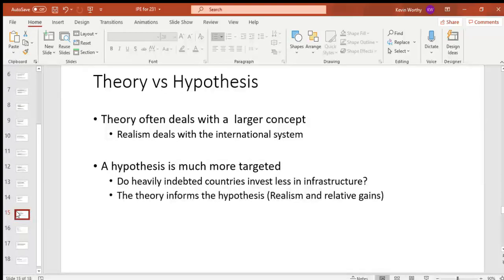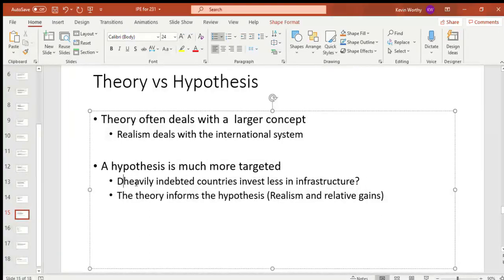A hypothesis is targeted. An example of a hypothesis would be, do heavily indebted countries invest less in infrastructure? Actually, that's wrong. Let me change this to what a hypothesis would look like. A hypothesis is not a question. And I apologize, I know I'm doing this right in front of you, and hopefully this makes it clear. A hypothesis is something that you believe to be true based on the evidence you've seen, and now you're going to test to see if it's true. So: heavily indebted countries invest less in infrastructure. That's your hypothesis. Sometimes we would talk about this as a thesis statement, but when it's testable, we would call it a hypothesis.